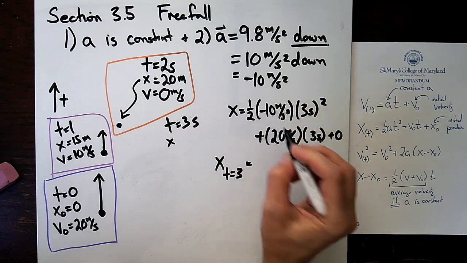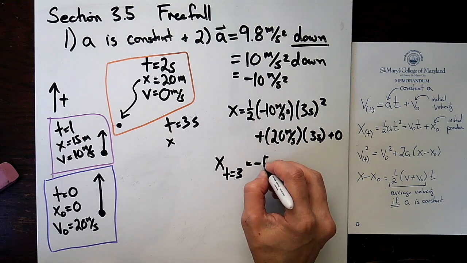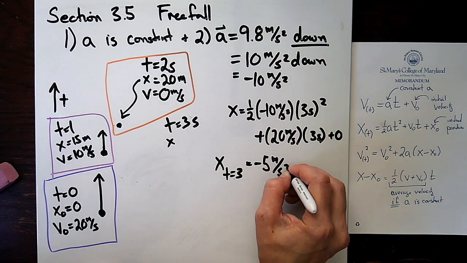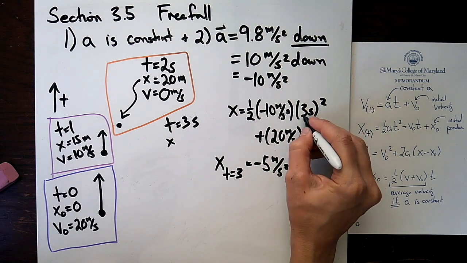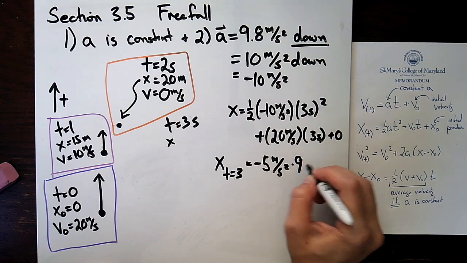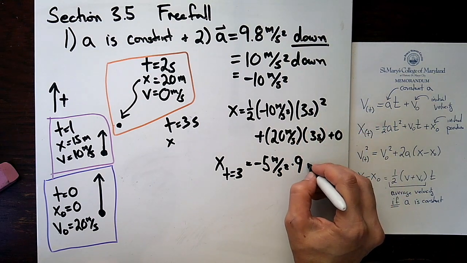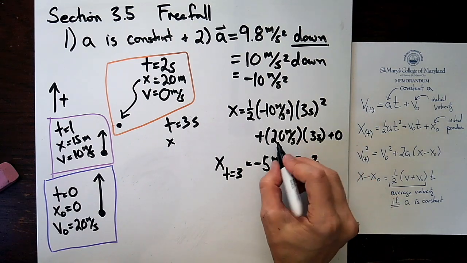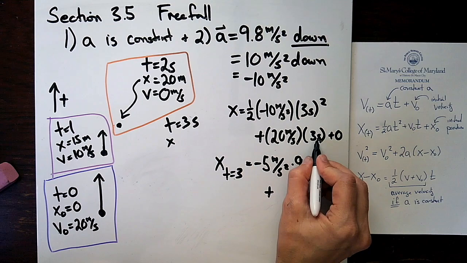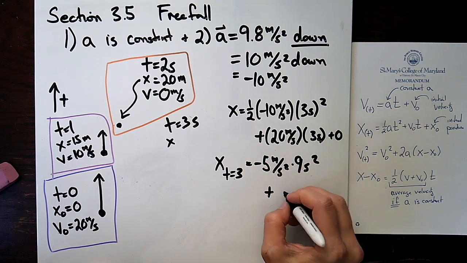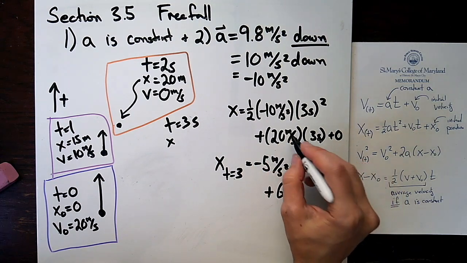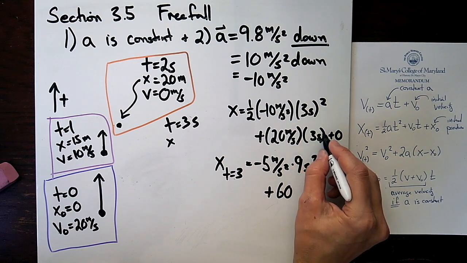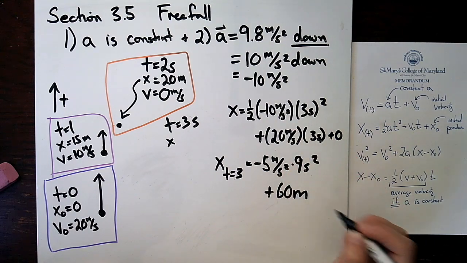I got 1/2 times -10, so that's -5 meters per second squared. 3 seconds squared, so I square the 3, that's 9. I square the seconds, that's seconds squared. Second term, 20 meters per second times 3 seconds. 20 times 3, that's 60. Meters per second times seconds. The seconds will cancel. That's meters.